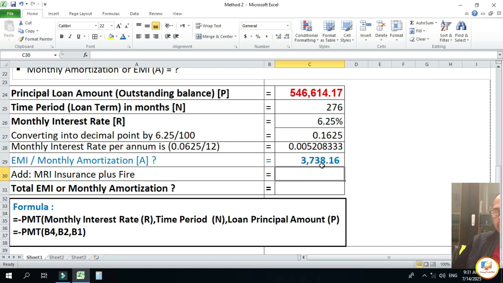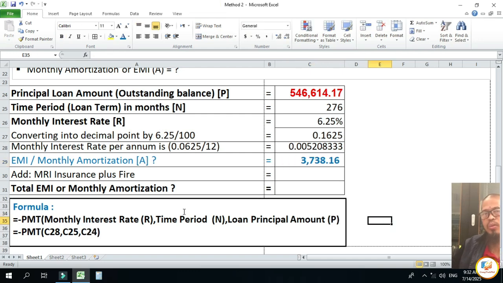The same as our method 1. So this one is C28, this is C28, and this one is C25, and this one is C24. This is our formula now.